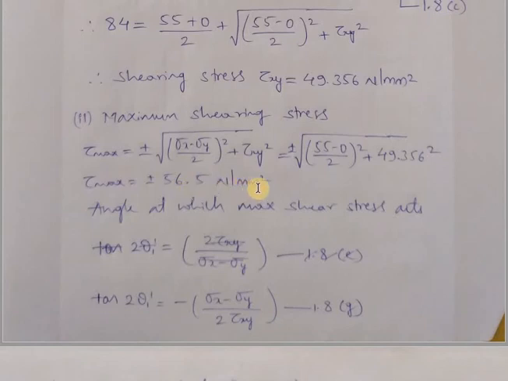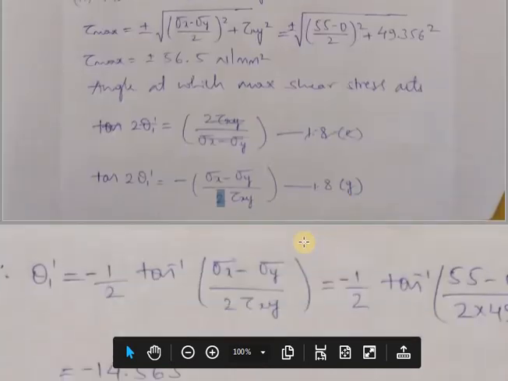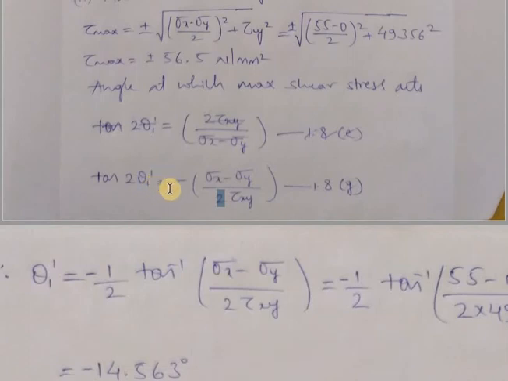So we need to find the angle at which the maximum shear stress acts. For this we have equation 1.8g, tan 2 theta 1 dash is equal to minus of sigma x minus sigma y divided by 2 into tau xy. So it is given by equation number 1.8g.